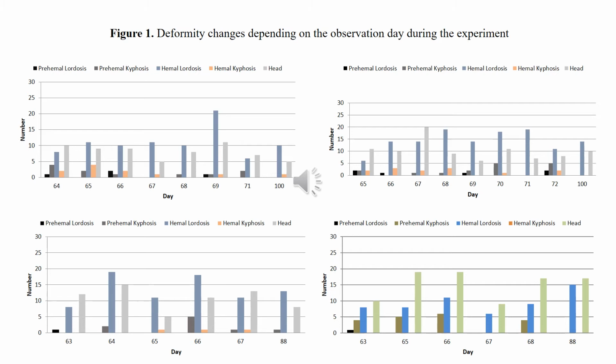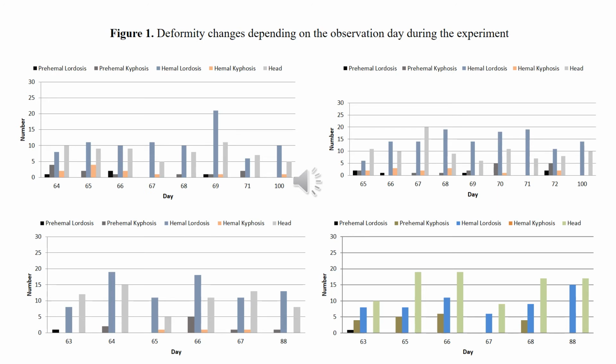In the present study, lordosis was the most frequent type of deformity between the days after hatching of 64 and 100 in the hamal region among the fishes in the L3-2 group. This was followed by head deformity, kyphosis in the prehamal and hamal regions, and lordosis in the prehamal region. The L3-7 group has the highest deformity rate, and the most frequent type of deformity in its anomalies was lordosis seen between 65 and 100 in the hamal region. This deformity was followed by head deformity, lordosis in the hamal region, kyphosis in the prehamal region, and lordosis in the prehamal region.